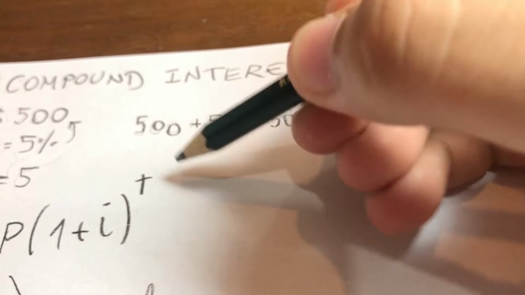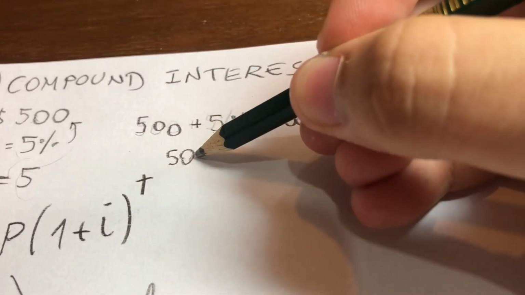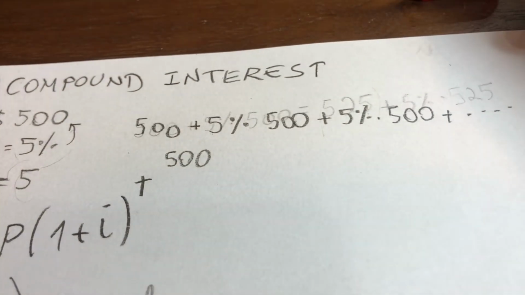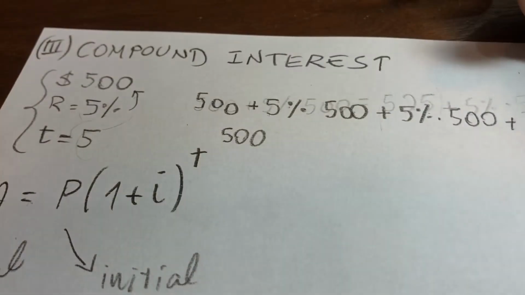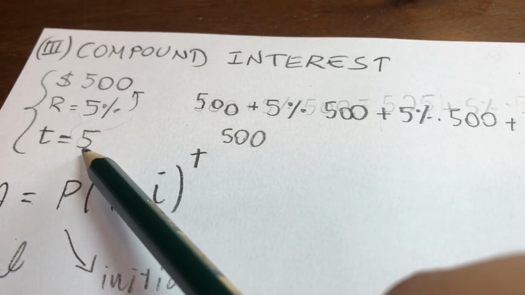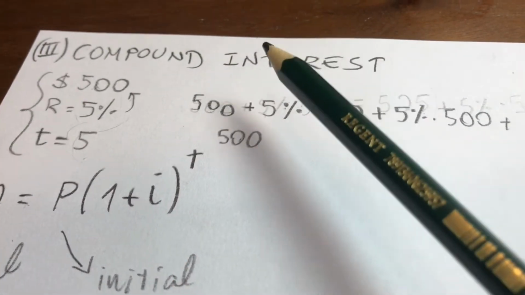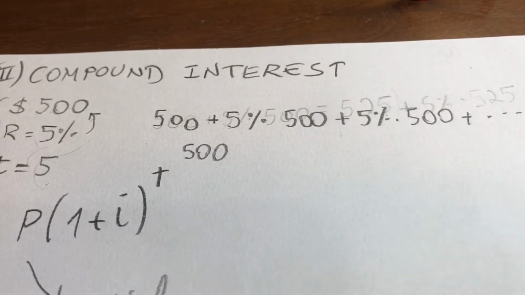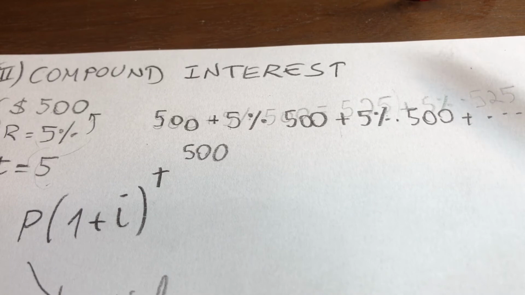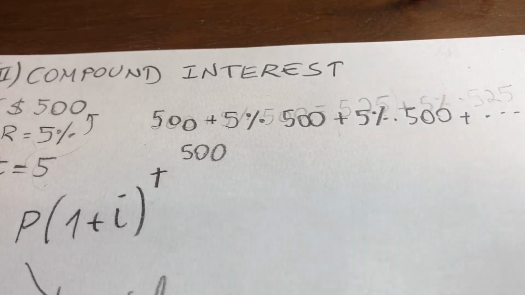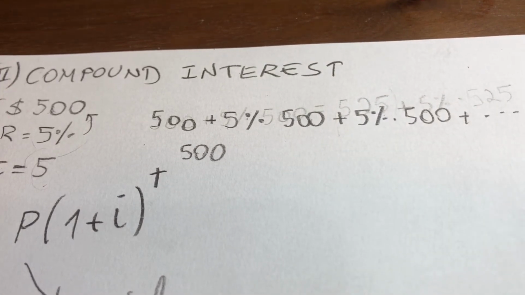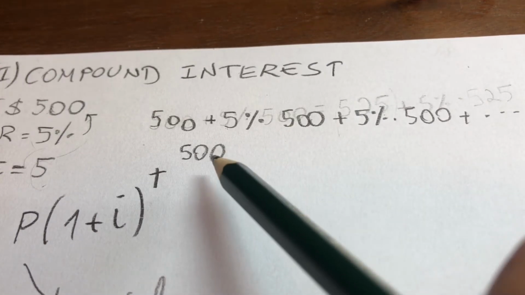Now I'm gonna loan an amount of $500. The rate is still the same, 5%. The time is still the same, 5 years. But these 5% will not be constantly applied to 500 anymore. Now it will be applied to a different value every year. Let's see this example.